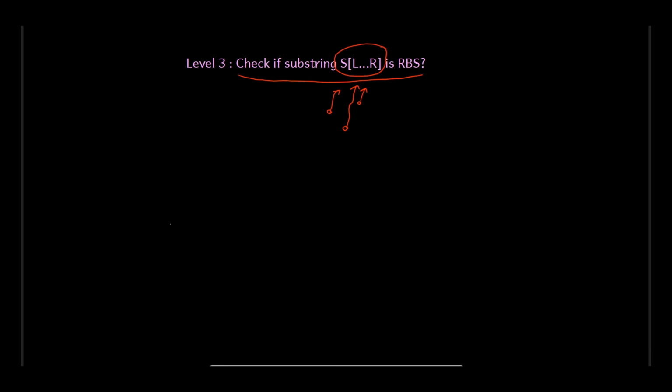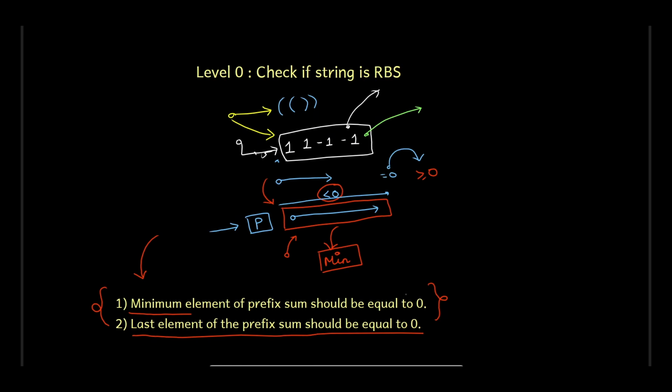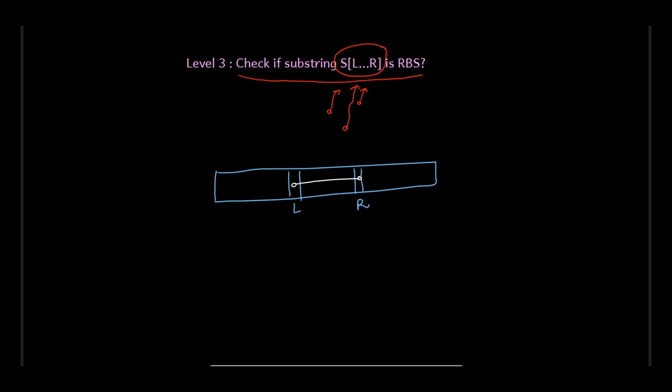Now, let's see how you would compute this substring from L to R, whether this is an RBS or not. So if this is your index L and this is your index R, and you are looking for this substring. Now, remember, these were the two necessary as well as sufficient conditions for the string to be RBS. That is, the last element of the prefix sum should be equal to 0. This basically means that the sum of all elements should be equal to 0. So let's say that we have already computed the prefix sum of this array.